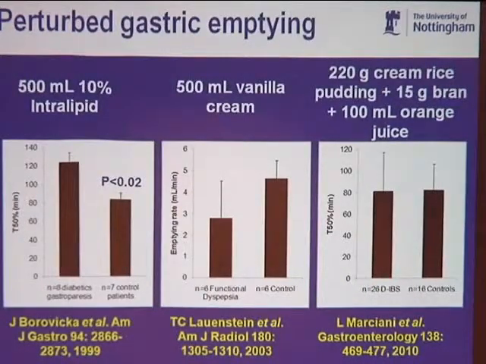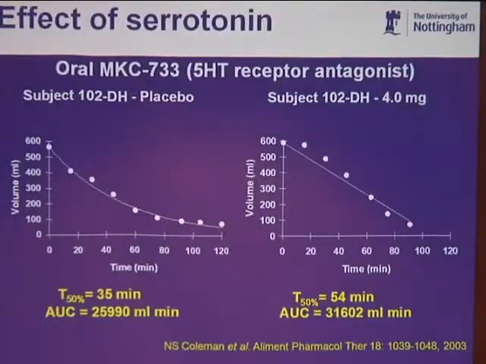Diarrhea IBS patients do not have change in gastric emptying. Somebody asked me about serotonin yesterday. This is the effect of 5-HT receptor antagonist on gastric emptying, and you can see that there's a change in the gastric emptying curves for normal volunteers with the 5-HT receptor antagonist compared to normal.